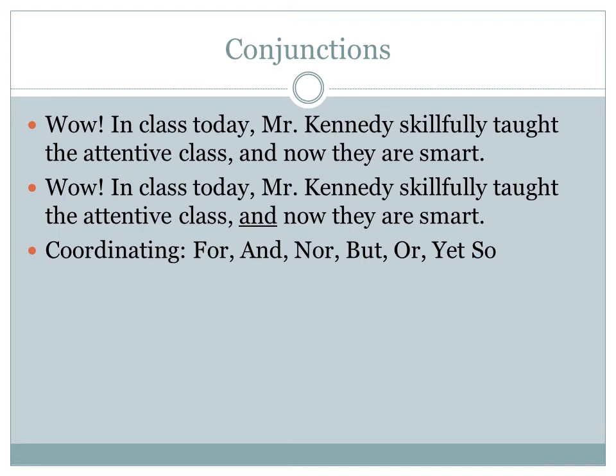And you can remember them with the acronym FANBOYS because there are only 7 of them in English. For, and, nor, but, or, yet, so, with a missing comma.